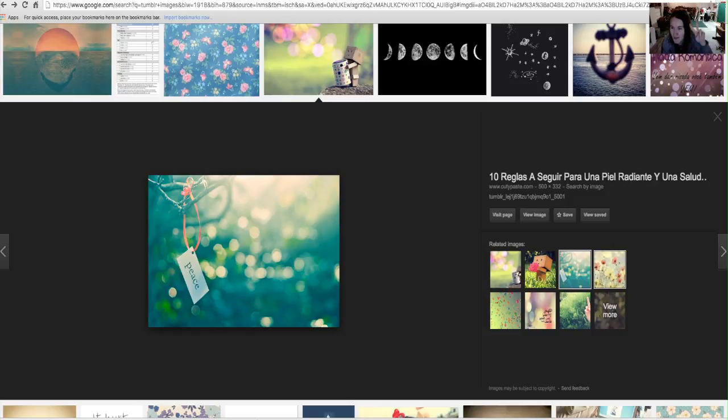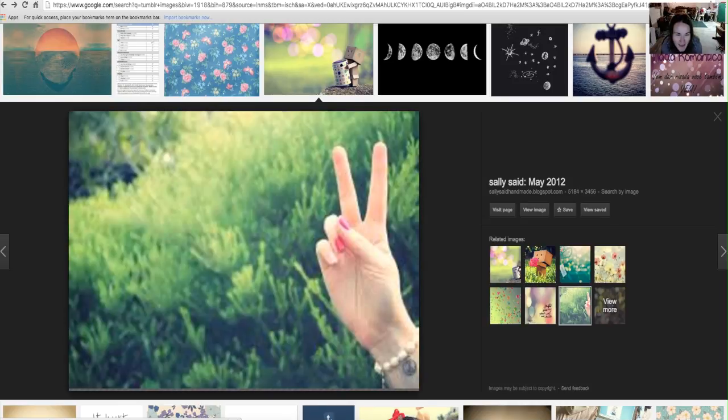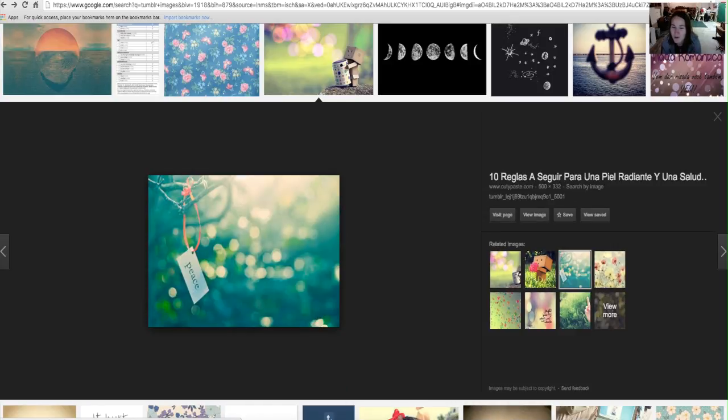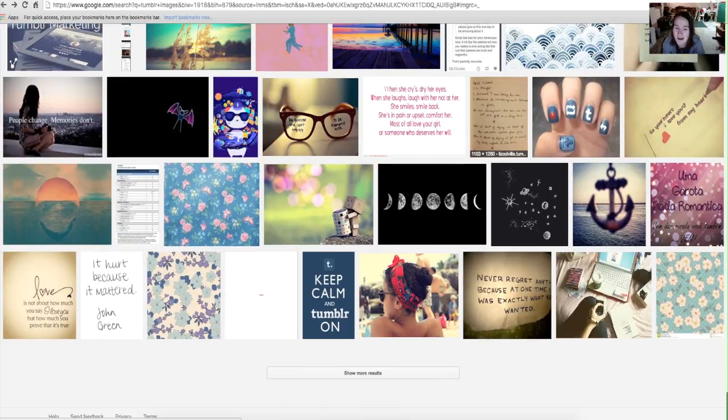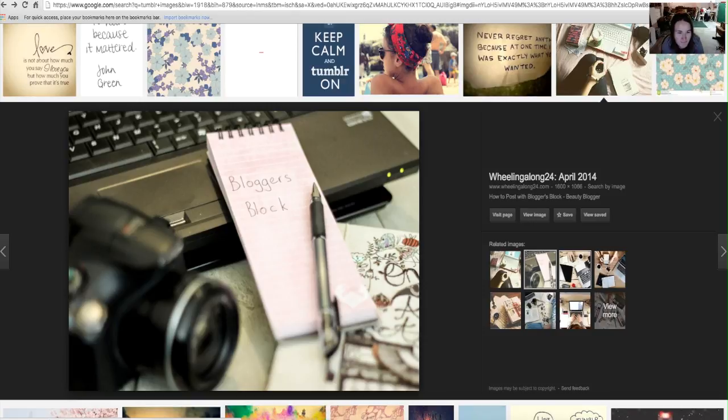Peace. Flowers. Balloons. What the heck is this? Oh, look, another peace. Instagram photo. It kind of does look Tumblr worthy, but it looks more Instagram worthy. Okay then. Bloggers block. There's a paper that says bloggers block, a camera, and a computer.